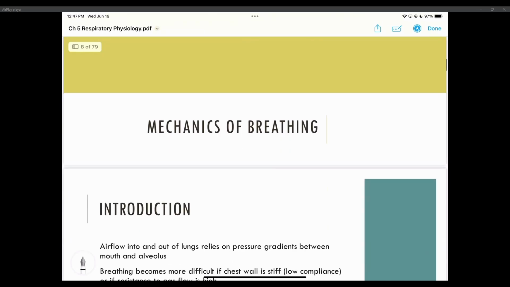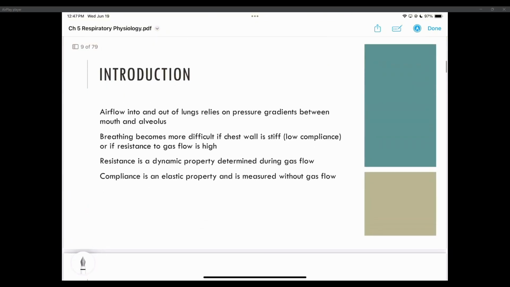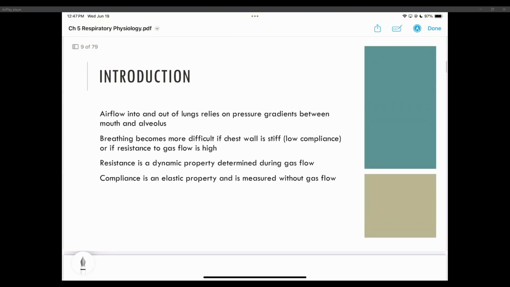So let's talk about how we breathe. Getting air in and out of the lungs is all based off of pressure gradients, high to low. We all go from high to low pressure. So when we breathe in, the pressure drops, getting lower in our lungs, so air can get into our lungs.